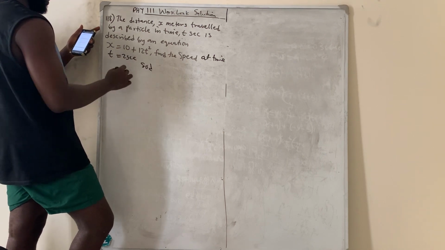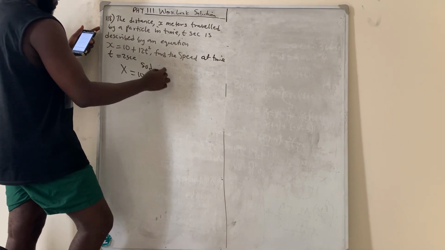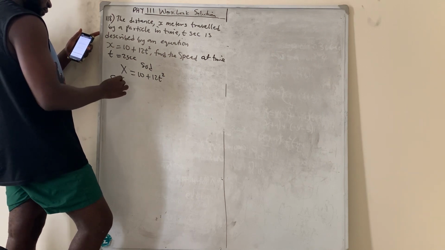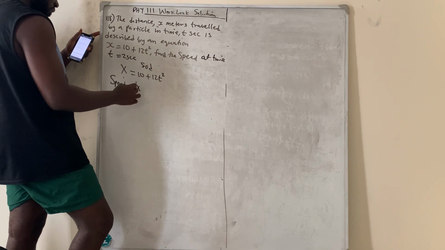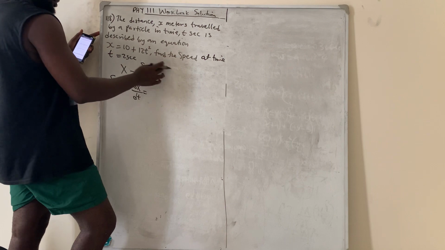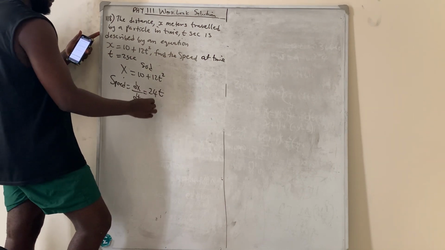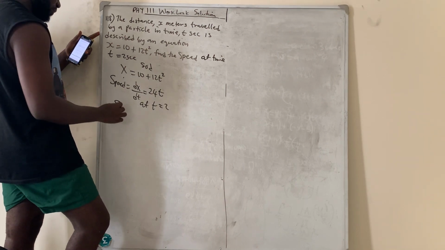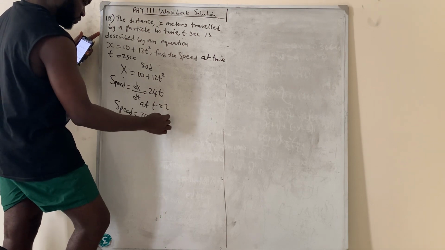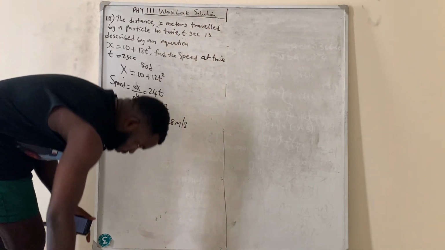Okay, solution. So they gave me that x is equal to 10 plus 12t squared. So you should know that speed is change in distance over time, which is differentiation. The differentiation of 10 is 0, and of 12t squared is 24t. Now at t equal to 2, speed is 24 in bracket of 2, which is 48 meters per second.